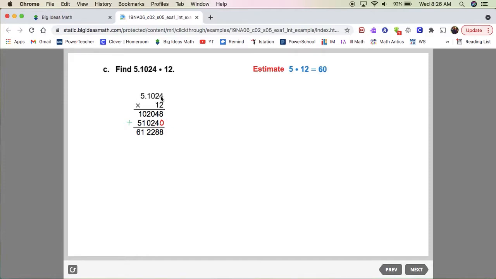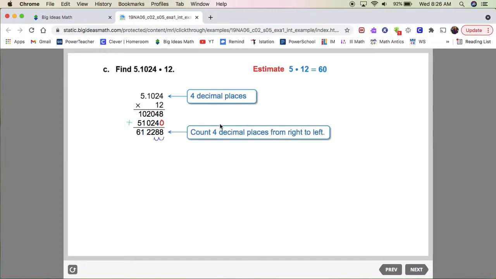You have 4 decimal places here in your factor, so your answer will also have 4 decimal places. And that is reasonable because 61 and 2,288 ten-thousandths is close to 60.